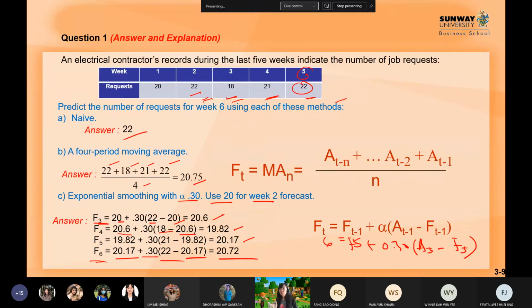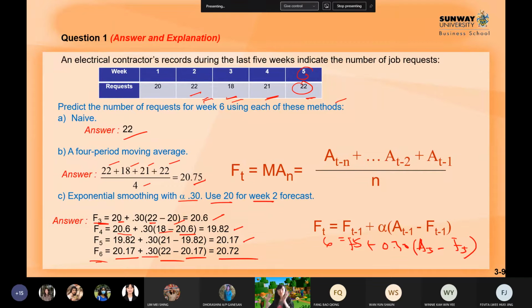Okay, so for this question, A and B are very easy, but you have to be careful with C. Even though the numbers are simple, like 20.6 and 19.2, you still need to be careful, because when the question is too easy, you are more likely to make a mistake.